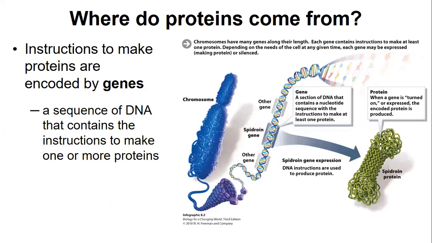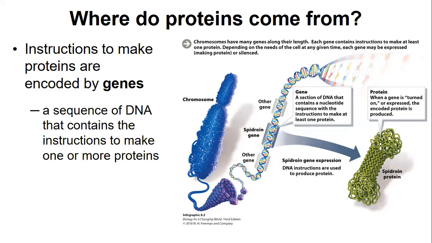Now, a very important question. Where do proteins come from? Well, there has to be an instruction manual. You're going to need something to help you figure out how and sometimes when to make certain things. Instructions that make proteins are encoded by a gene. Okay, these genes. A gene is a sequence of DNA that contains the instructions that make one or more proteins.